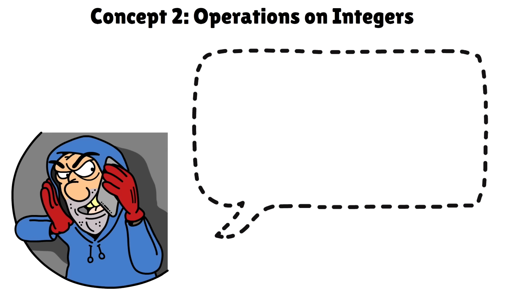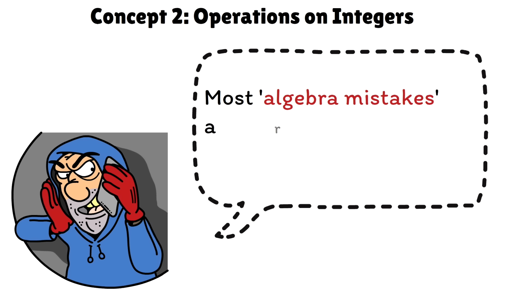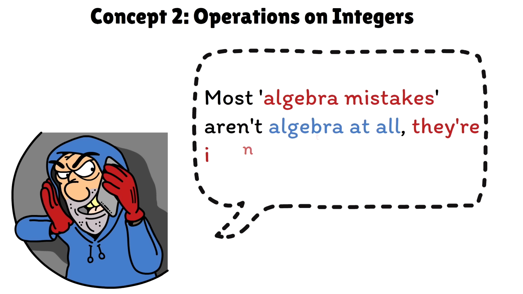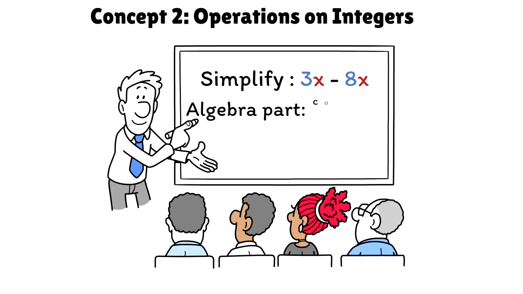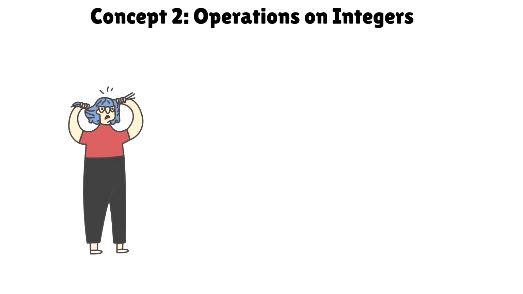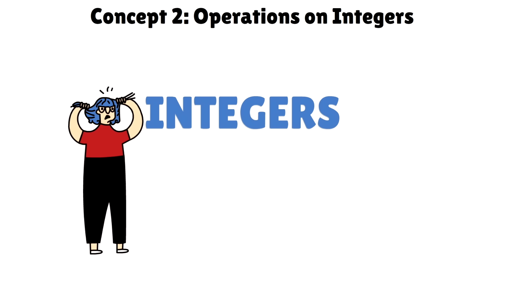Here's a secret. Most algebra mistakes aren't algebra at all. They're integer mistakes. Soon your teacher will ask you to simplify 3x minus 8x. The algebra part is knowing you can combine the terms. The part that gets you the points is knowing that 3 minus 8 equals negative 5. If you can't handle the integers, you can't get the right answer. Let's make sure that never happens.